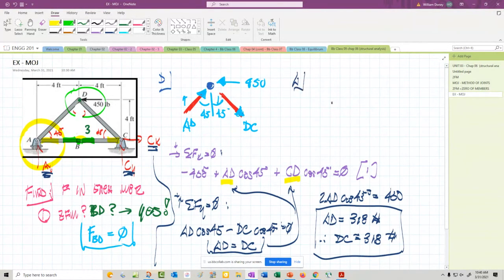So if I go to pin A, what do I have here? I have AD coming in, and if it was up on that end, it has to be down on this end, because these are two force members, so on the opposite end it'll be the other way. And then I have AB here, not sure what's happening with that. And then we have the reaction at AY, which we know should be up because it's holding this whole structure up.